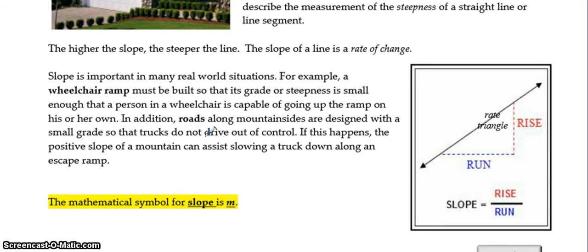In addition, roads along mountainsides are designed with a small grade so that trucks do not drive out of control. If this happens, the positive slope of the mountain can assist in slowing a truck down along an escape ramp.